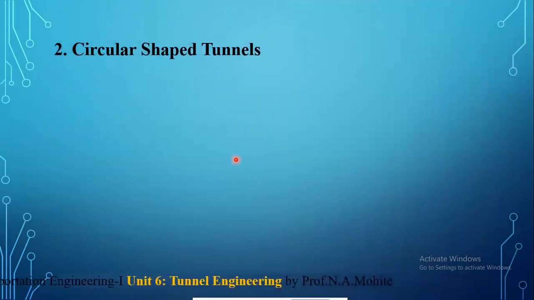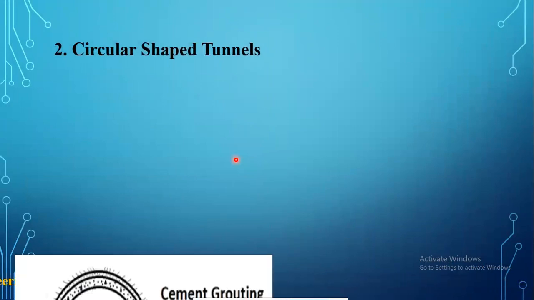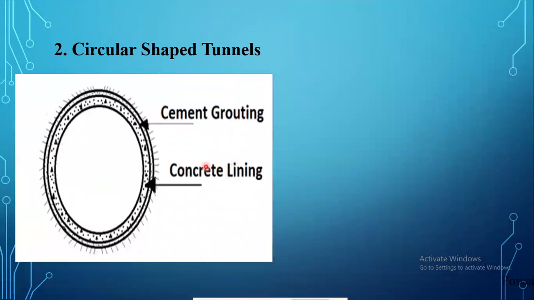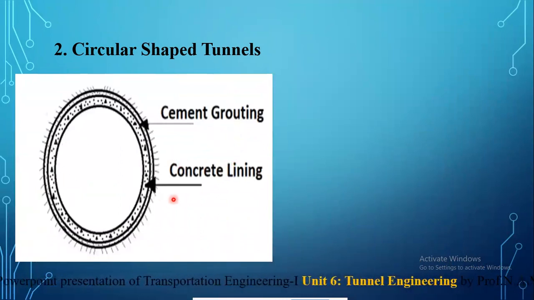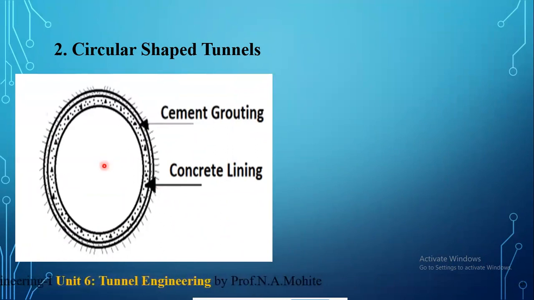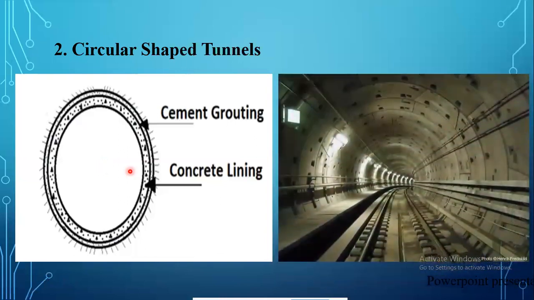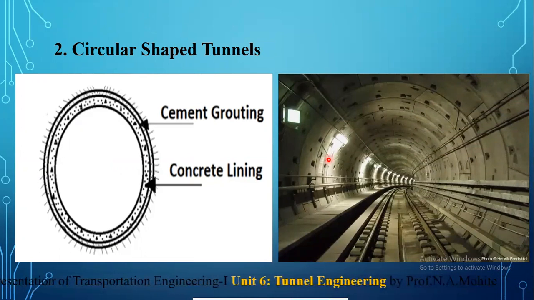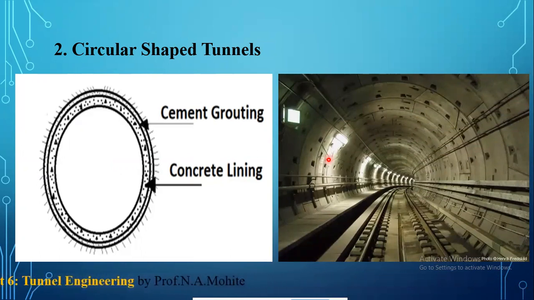Next type of tunnel is nothing but circular shaped tunnels. So here you can see a circular tunnel, which is basically used for carrying water under pressure. And actual image also you can see. These circular shaped tunnels are not appropriate for traffic tunnels because more filling is needed to make the base flat. So here you can see we are requiring more material.